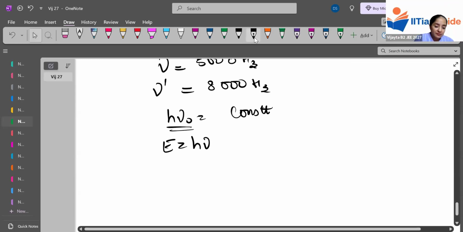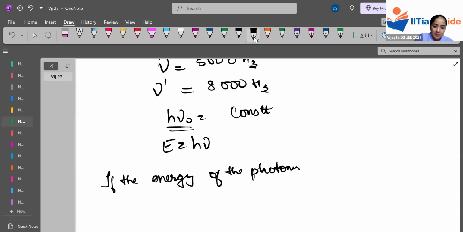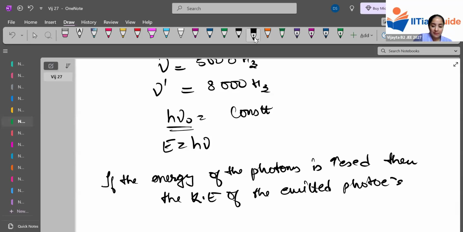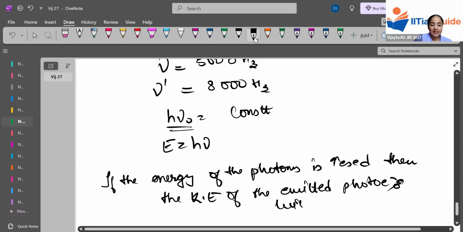So you can write one thing. If the energy of the photons is increased, then the kinetic energy of the emitted photoelectrons will get increased.